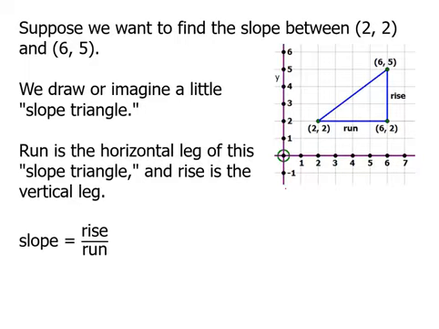Well, what is the rise? Well, the rise, we go from the line y equals 2 at the bottom up to y equals 5. And so the vertical distance along that vertical leg is 3. 5 minus 2, which is 3. The rise is 3. The run, we're going from x equals 2 to x equals 6. And so the distance along that horizontal line, 6 minus 2, is 4. So the rise is 3, the run is 4, and the slope is 3/4.